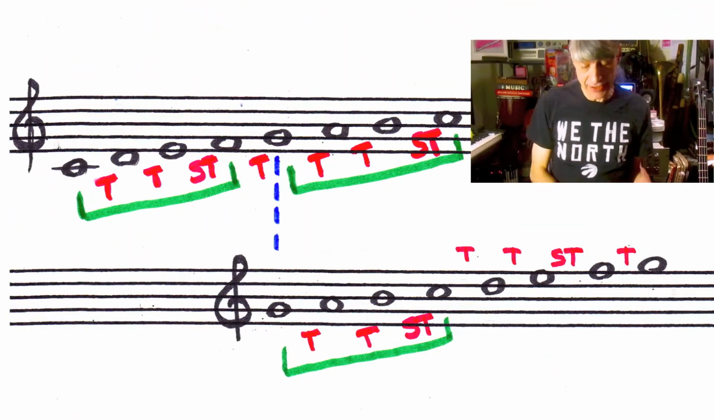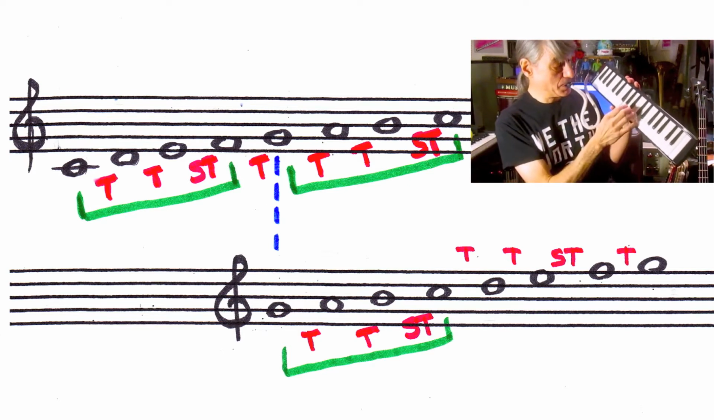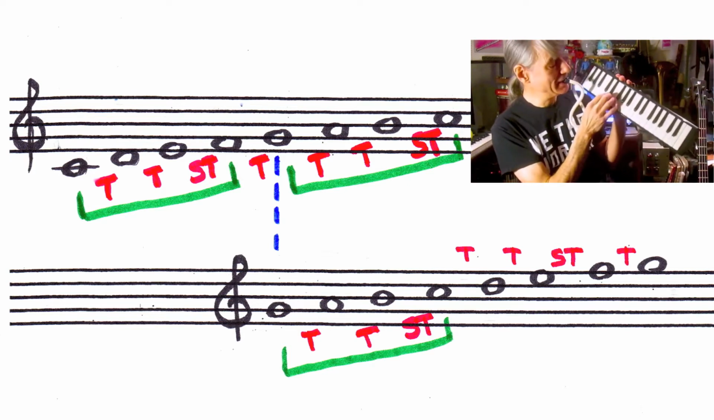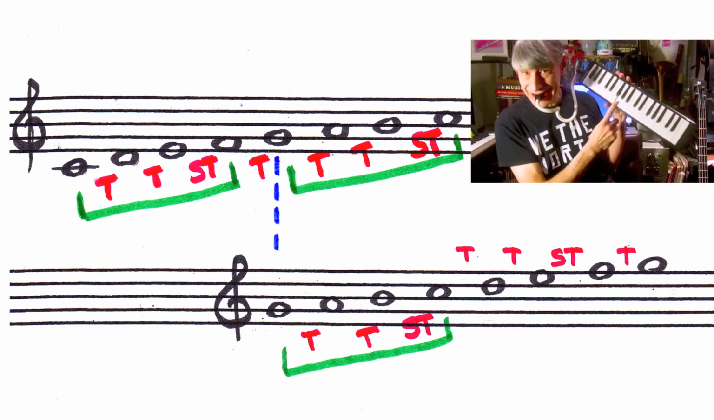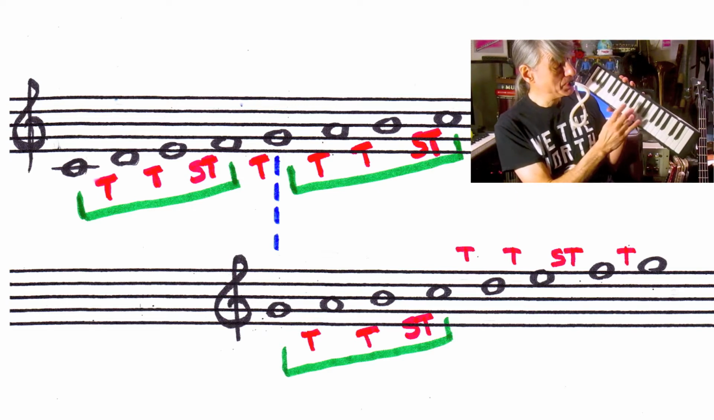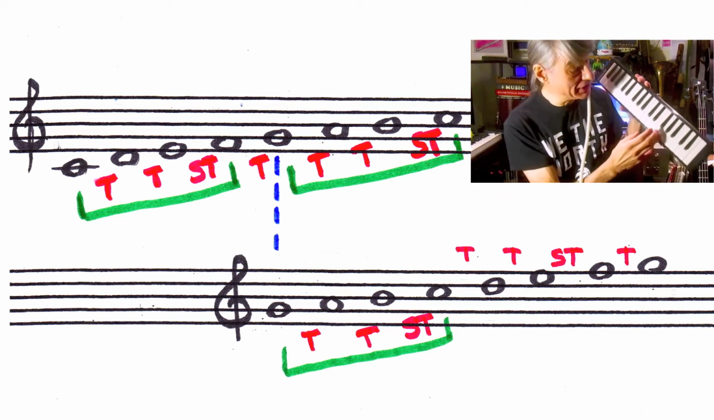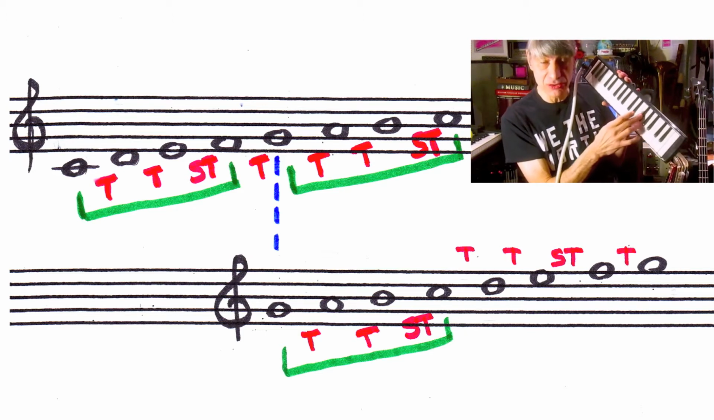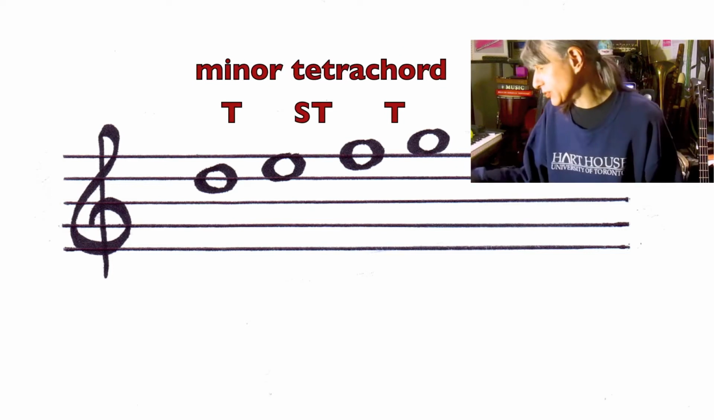And they tried that, and what they ended up with was this. Starting on C, and they go up. So taking that tetrachord, and that just didn't sound right because you don't have a semitone at the very end. What they actually had was a minor tetrachord.